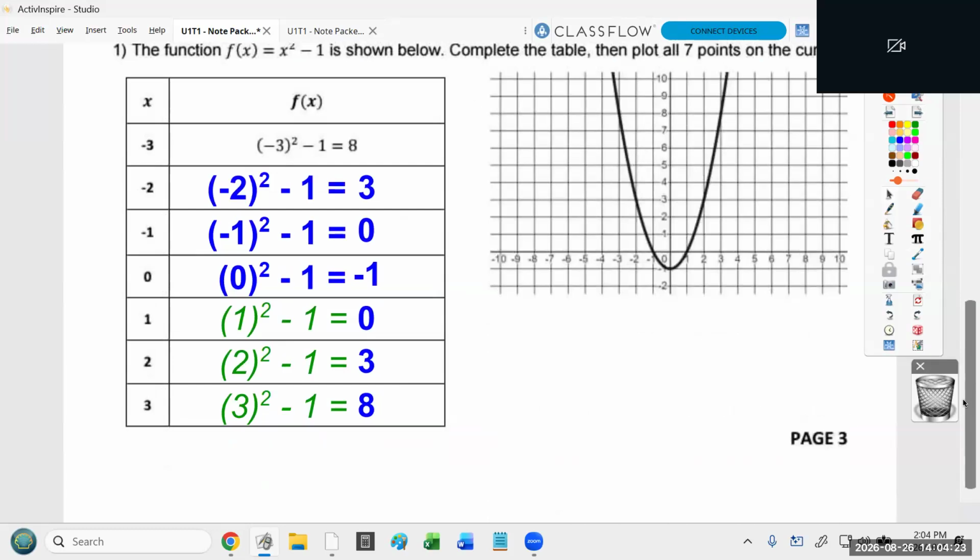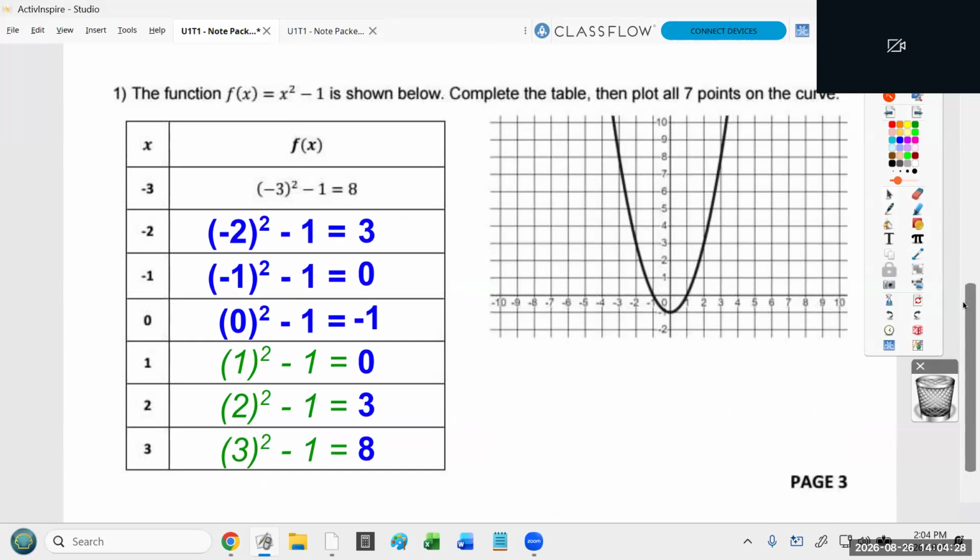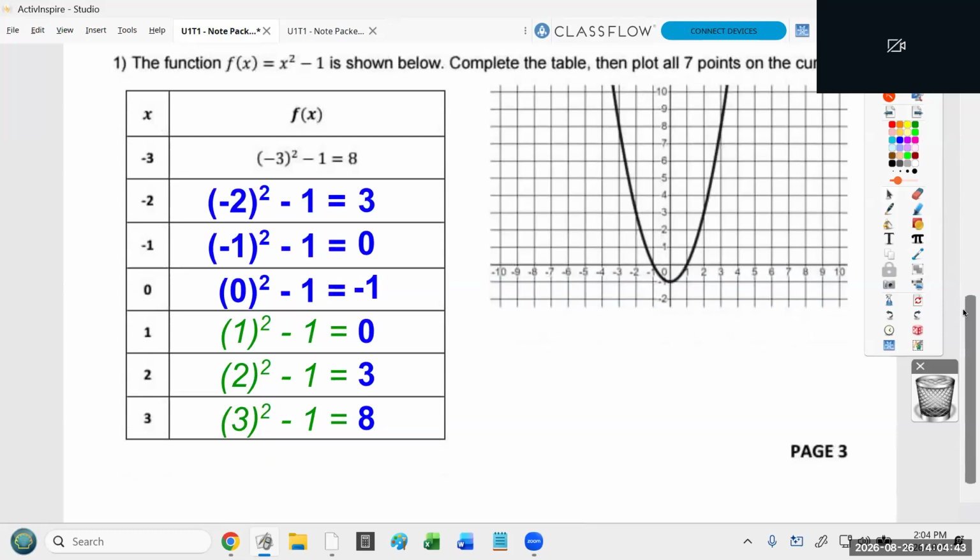Now, we're actually done with this problem. It says the function f of x equals x squared minus 1 is shown below. Complete the table. We've done that. But then it says plot all 7 points on the curve. So that's another Algebra 1 skill I want to make sure we hopefully still have. When you're plotting a point, what you have to do is pay attention to the x value, and you have to pay attention to the f of x value, which is often called the y value.